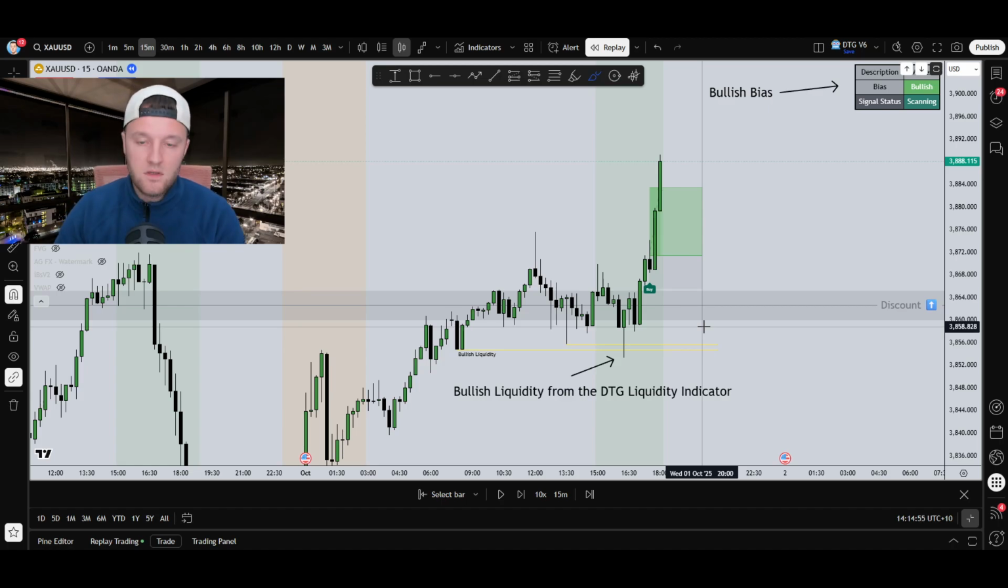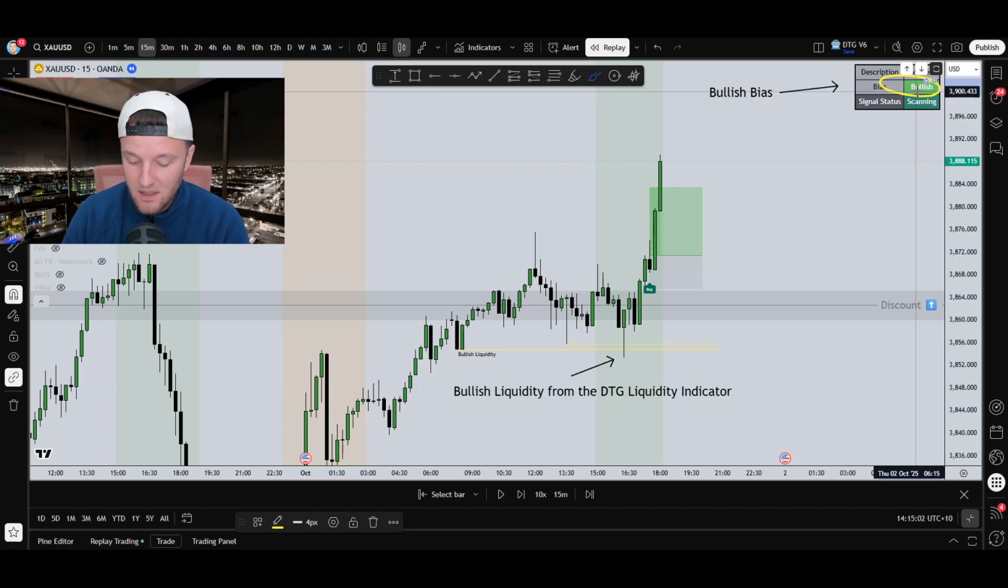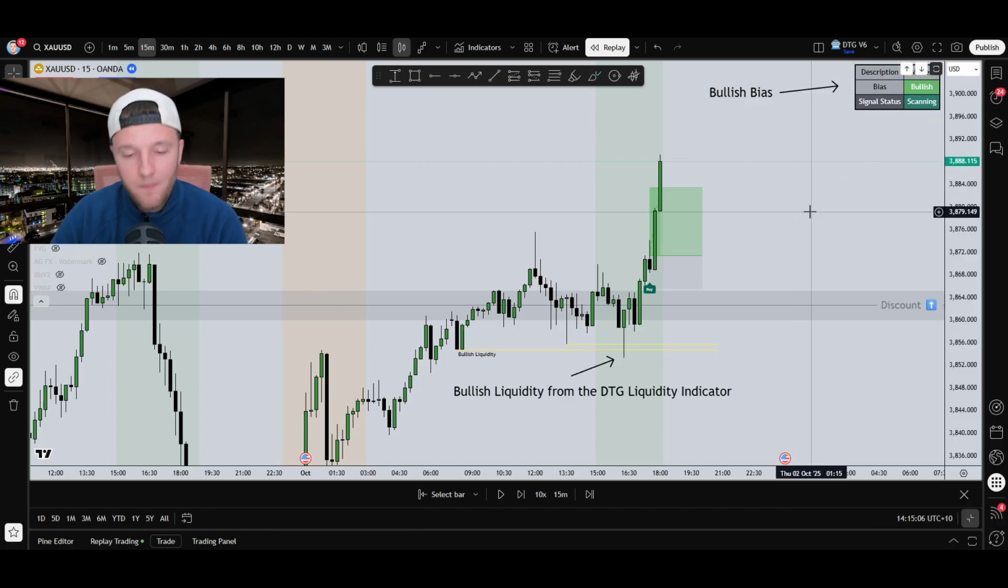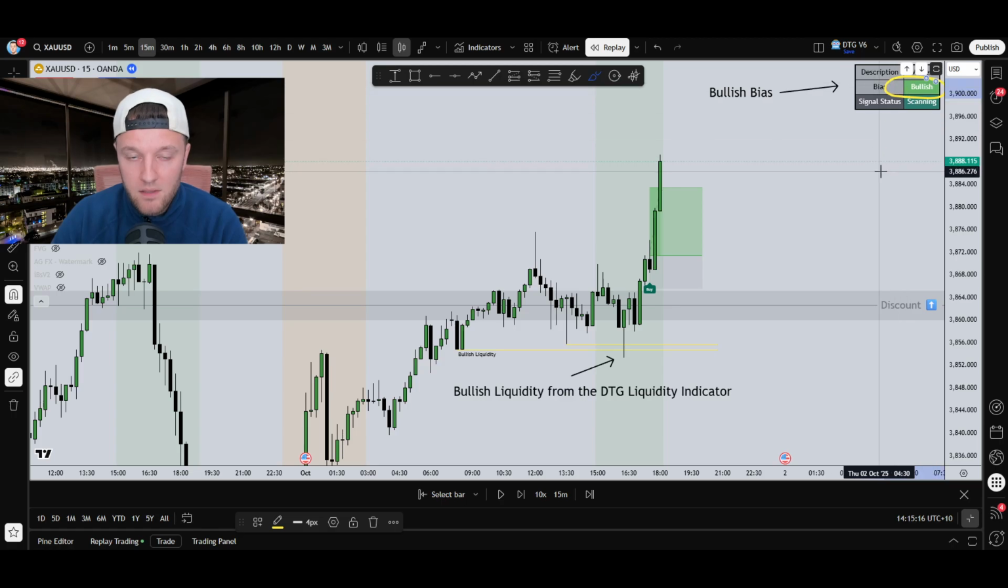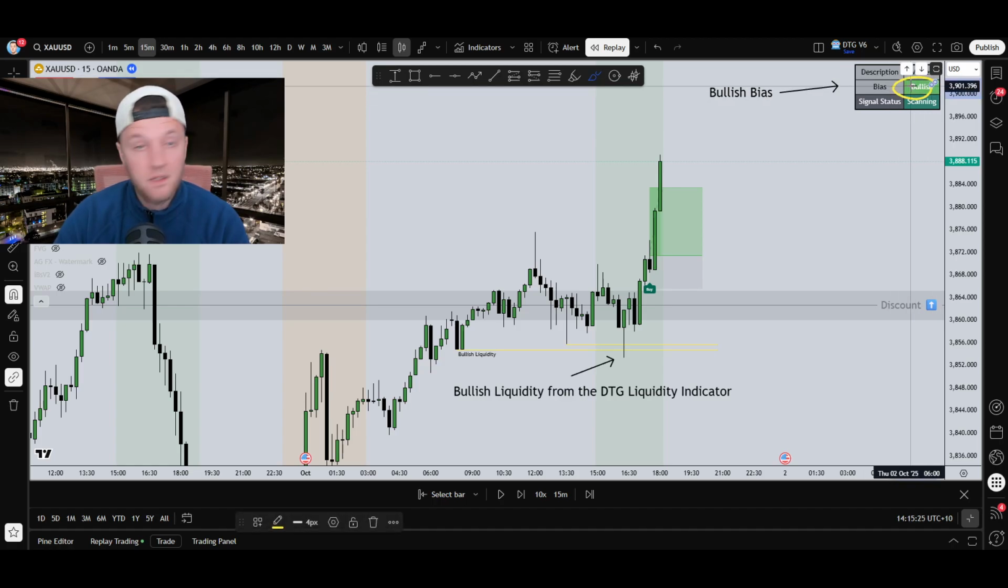move. Now, first of all, we always have to look at the bias, which is automatically given to us right here by the DTG indicator. This automatically updates throughout the day, throughout each session. So you have a clear understanding, whatever time of the day, in literally 2 seconds, you jump onto any chart, you know whether it is bullish or bearish, and you know whether you're looking for buys or sells. And in this instance, during yesterday's first trading window, we were looking for buys because we had a bullish bias. Very simple, right? That's step one.